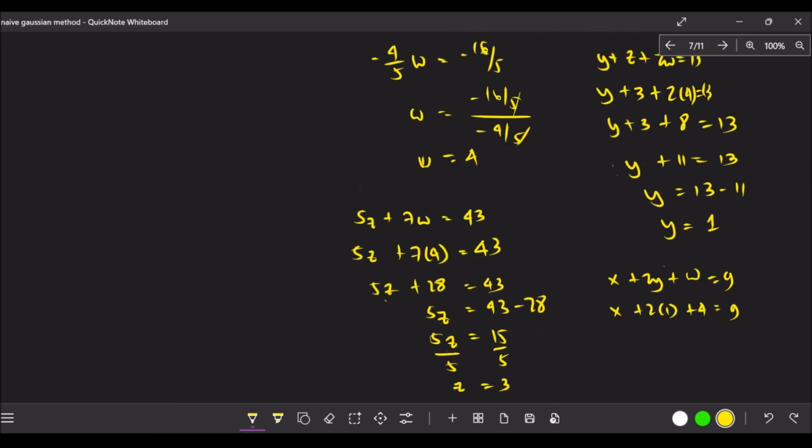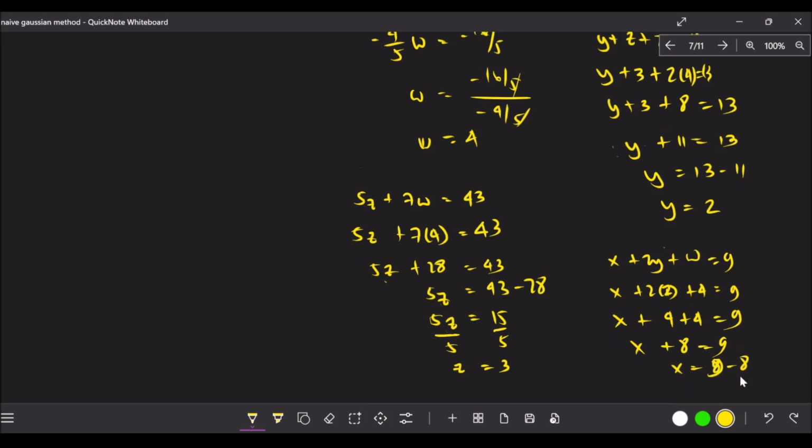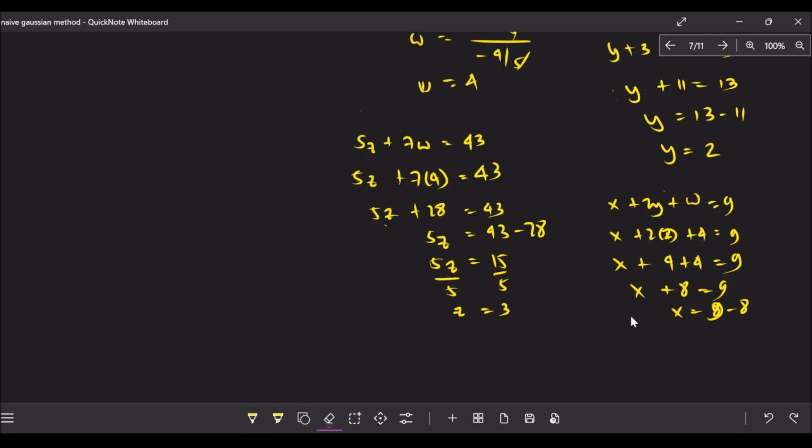Okay, so for this one, our y is equal to 2. So 13 minus 11, this is 2. So we have x plus 4 plus 4 is equal to 9. So x plus 8 is equal to 9. So we have x equal to 9 minus 8. So x is equal to 1.